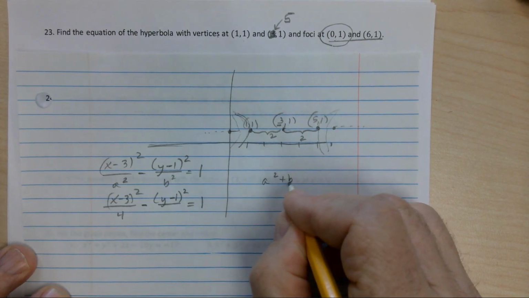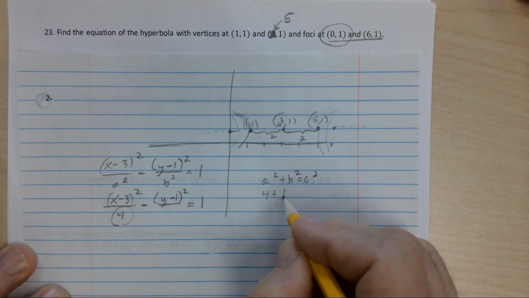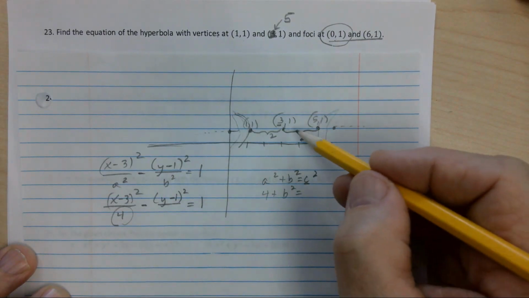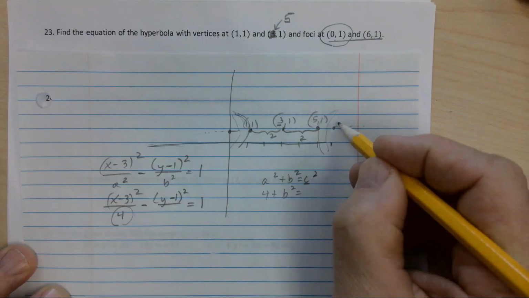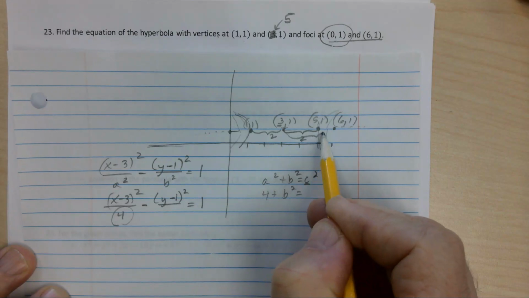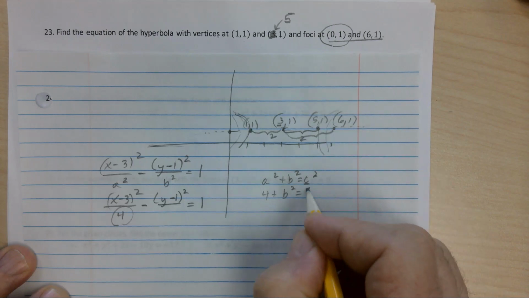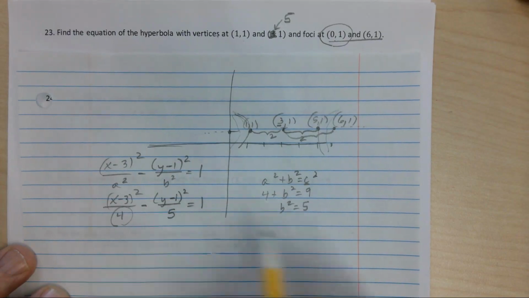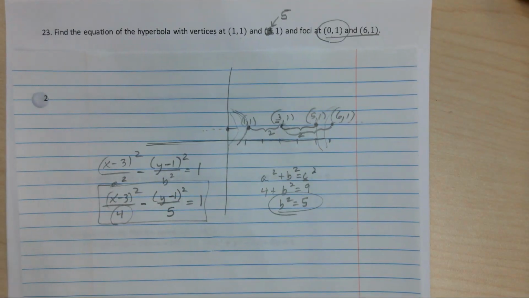Well, a squared plus b squared equals c squared is going to be our go-to. We know a squared is 4. We're trying to find b squared, so we must be able to find c somehow, and we can, because that's from the center to here. So if this is 6, 1, which it is, and this is 3, 1, this is the distance from the center to the foci. That's 3. 3 squared is 9. So if I subtract 4 from both sides, I get 5, and that's what b squared is. So we can be done with that problem right there.